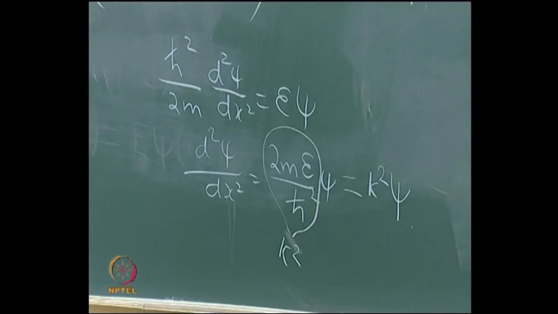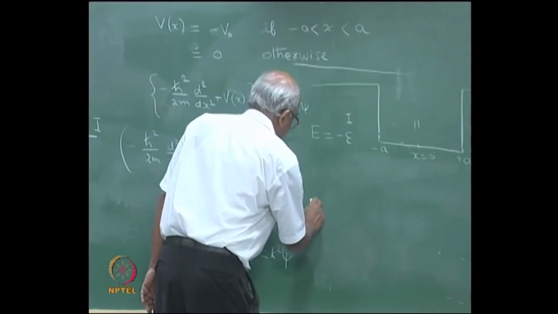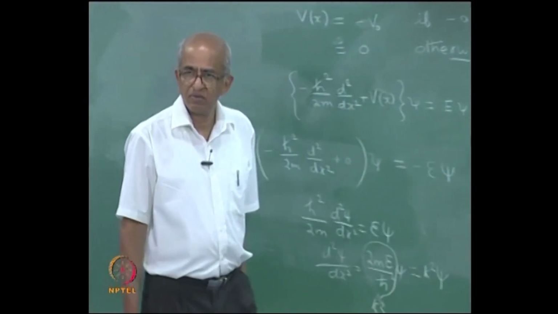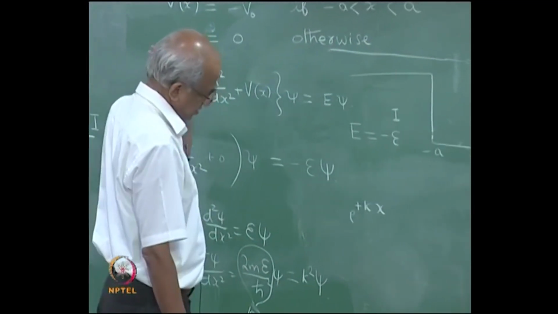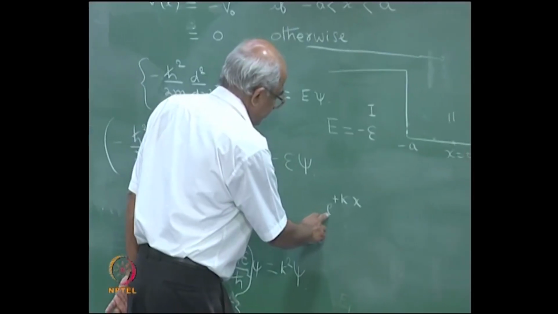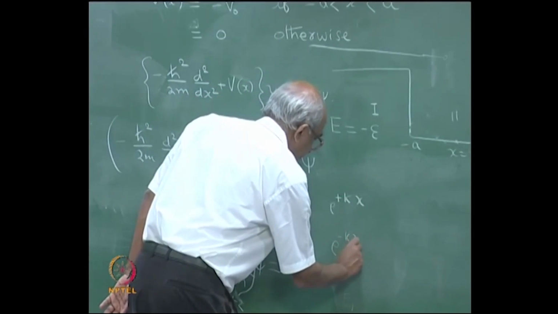Kappa is a constant. So, the second derivative of a function is equal to the function multiplied by kappa square. What is the solution of that equation? If you wanted to solve this, it is extremely simple. There are two possible solutions. The first one is e to the power of plus kappa x. So, you have one solution of the form e to the power of plus kappa x, and another solution of the form e to the power of minus kappa x.